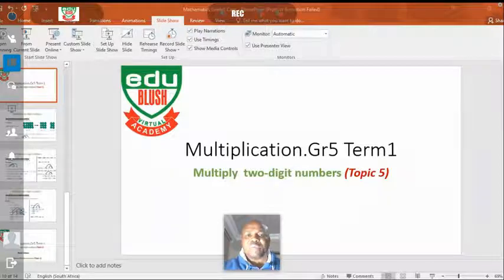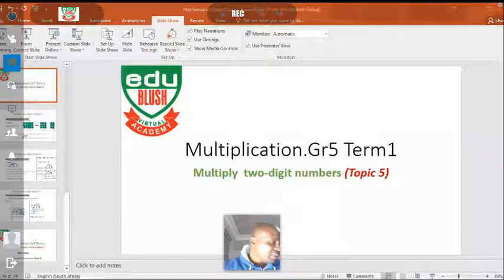We meet again. Today we're going to continue with topic 5 of grade 5 mathematics. We are focusing again on the subject of multiplying 2 digits. We will be using factors and multiples in most of this subject.